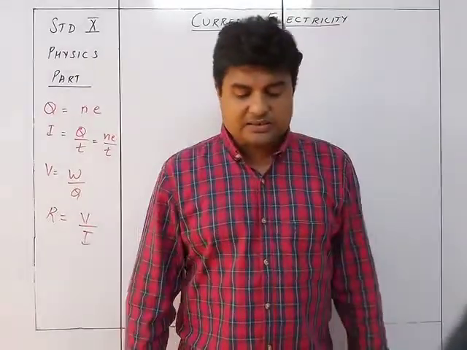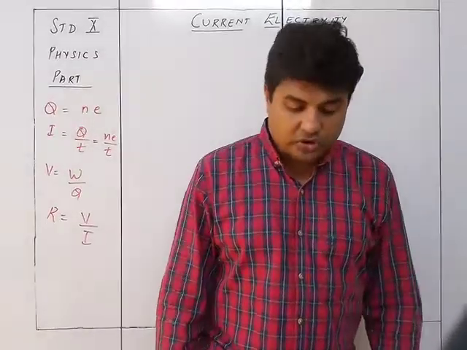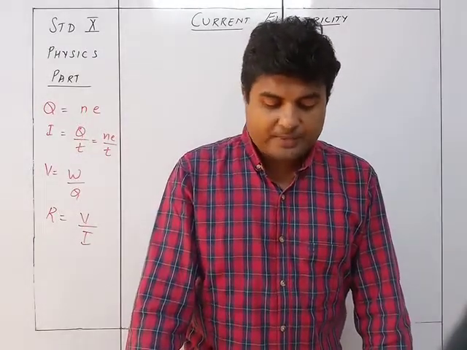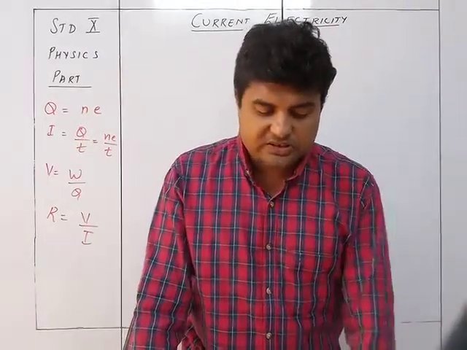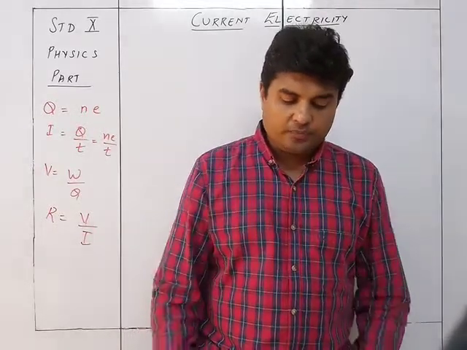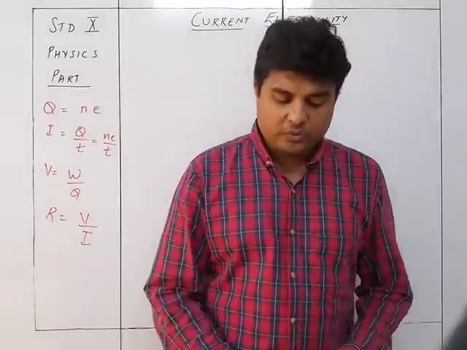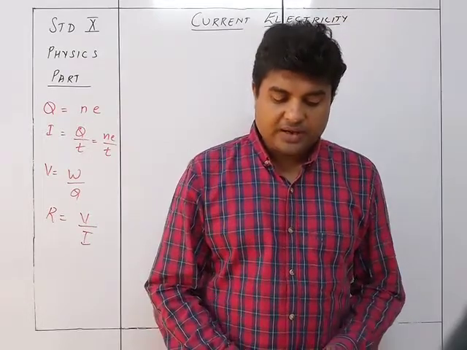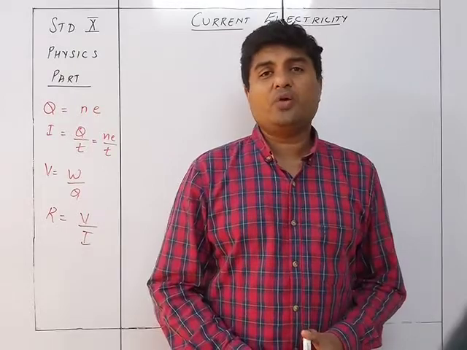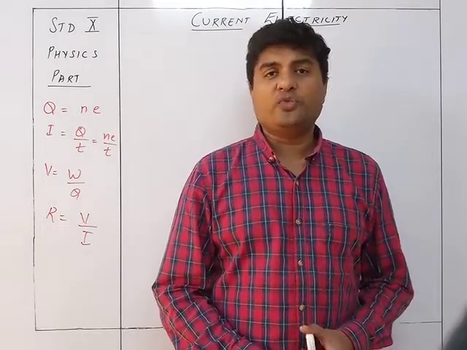The conductors which obey Ohm's law are called ohmic resistors or linear resistances. Examples are all metallic conductors such as silver, aluminum, copper, iron, etc., nichrome, copper sulfate solution with copper electrodes, and dilute sulfuric acid at constant temperature. So these all are ohmic resistances because they follow Ohm's law.